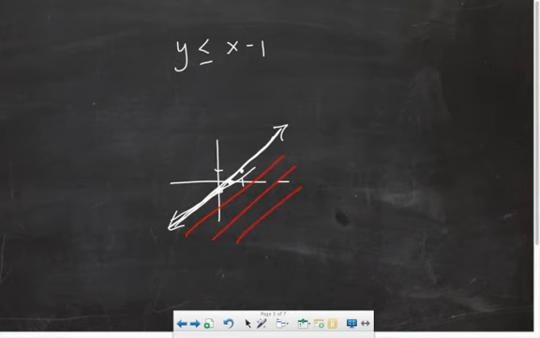Alright, so this is just a real quick overview of what we talked about, of how to shade up or down. Again, if you get stuck, always pick a test point, something that's not on the line. You could pick 0, 0 for a lot of cases, unless your y-intercept is 0, then I wouldn't pick that.